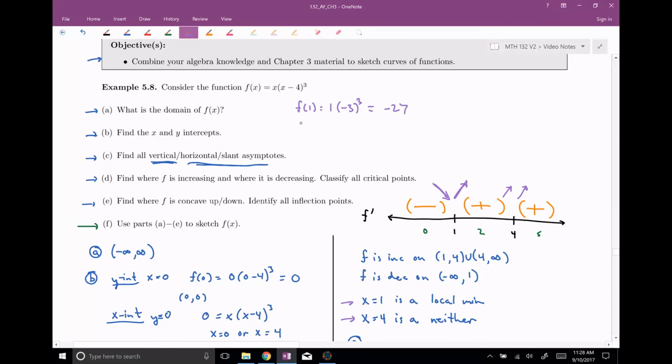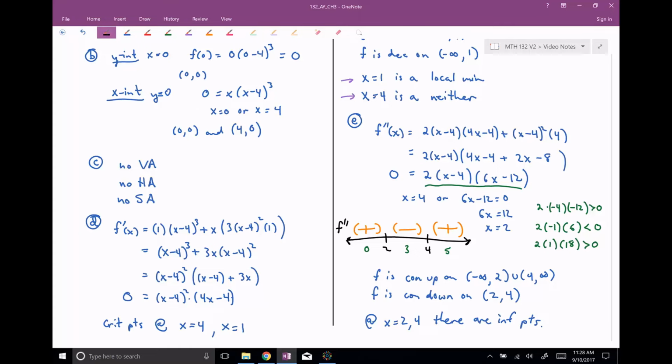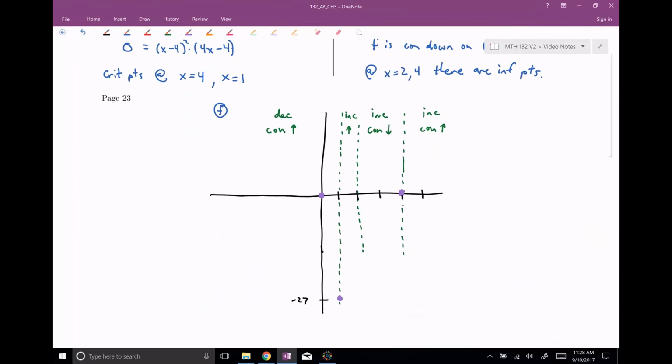So at 2, we have f of 2 is equal to 2 times, let's see, 2 minus 4 would be negative 2. And then we cube that. So let's see, we would have 2 times negative 2, negative 2, negative 2. So that's going to be negative 8. So this is going to be negative 16 altogether. So again, let's go ahead and make a line here at negative 16. And we know that the function's height there at 2 is negative 16. All right, so something like this.